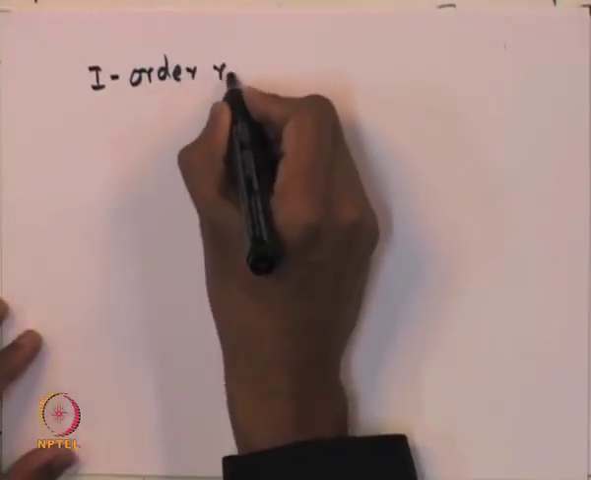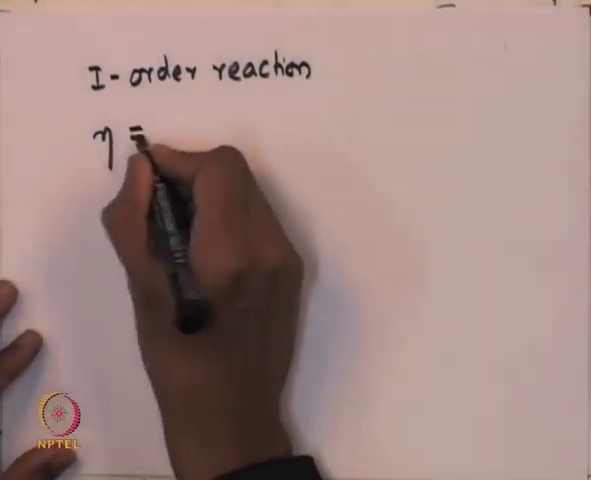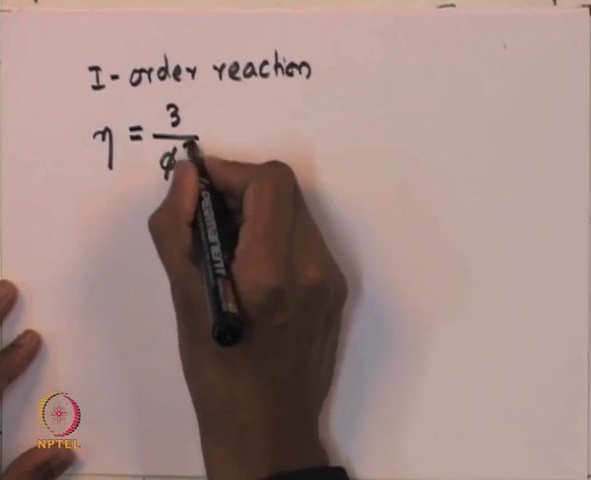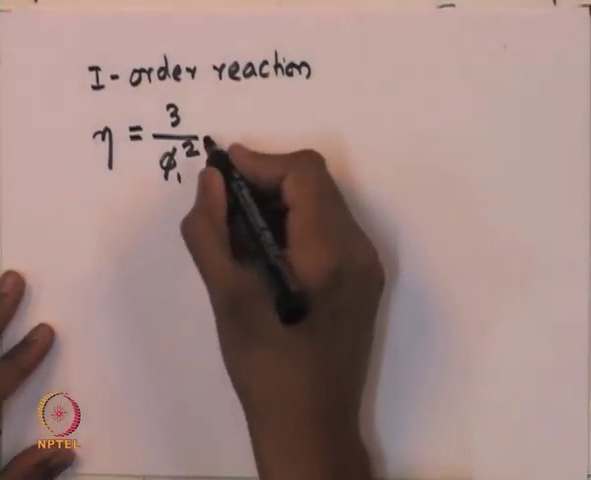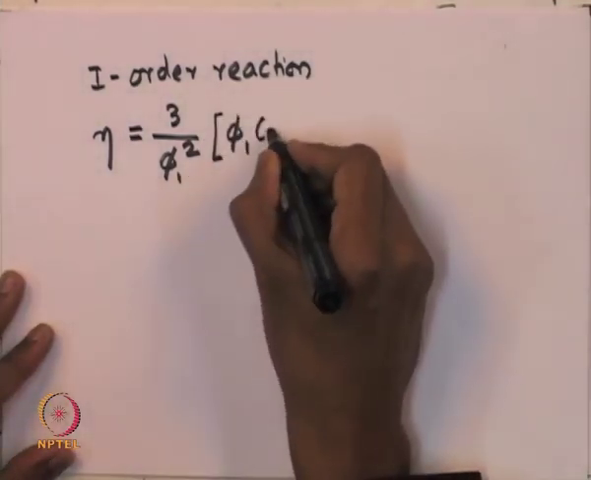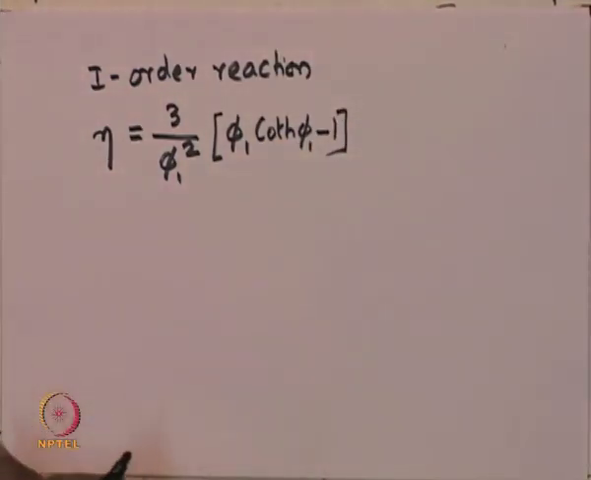Now, for a first order reaction, in the last few lectures you would have noticed that there is a relationship between the effectiveness factor and the Thiele modulus. For a first order reaction, the relationship is given by eta, the effectiveness factor, equal to 3 divided by phi 1 square, multiplied by phi 1 coth phi 1 minus 1. The 1 here refers to the first order reaction. So, that is the relationship between the effectiveness factor and Thiele modulus for a first order reaction.